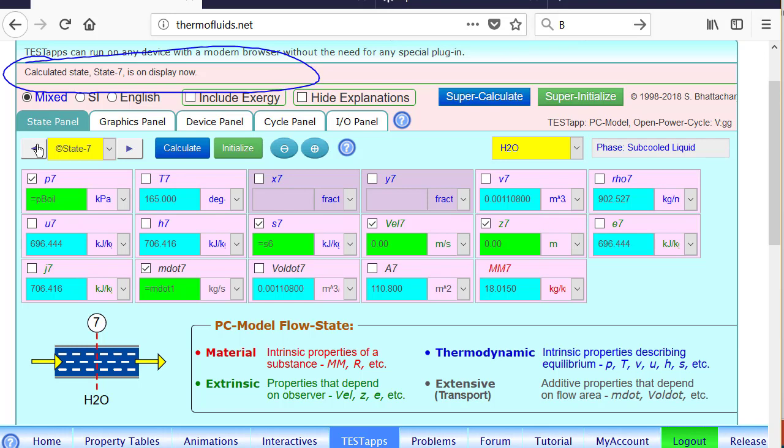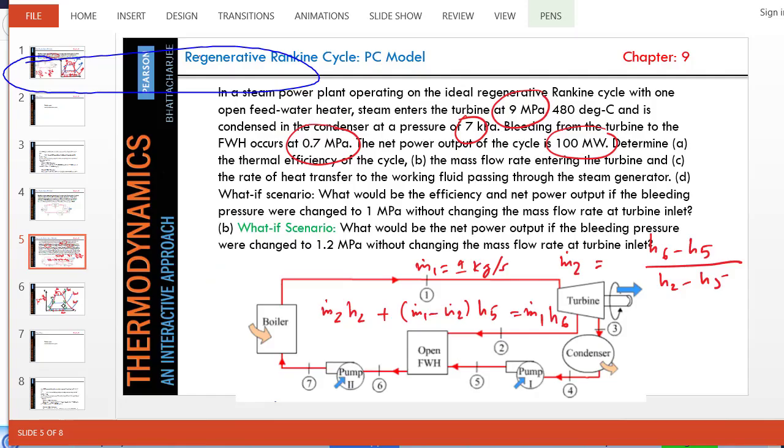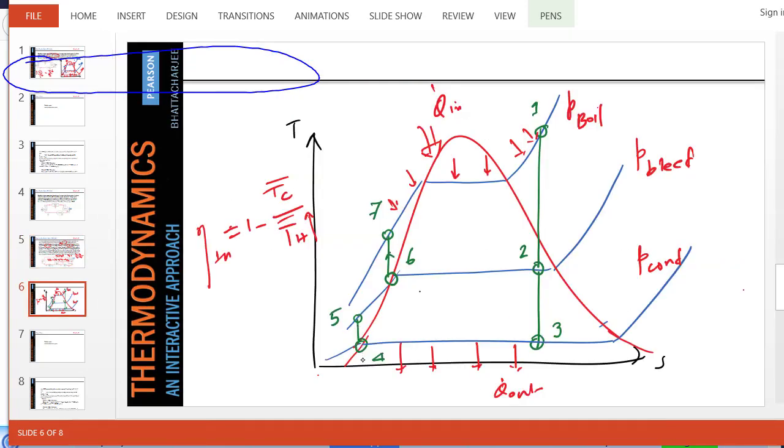So once all the states are evaluated, we can go to the graphics panel and verify that this is exactly as we anticipated, except across the pump, the change of state is almost invisible on a TS diagram, because if entropy doesn't change, T doesn't change. When we draw the diagram ourselves, we exaggerate this difference. So actually 4 and 5, and 6 and 7, are almost on top of each other.